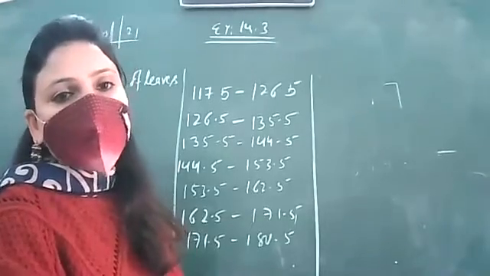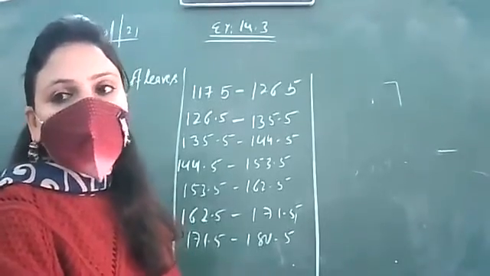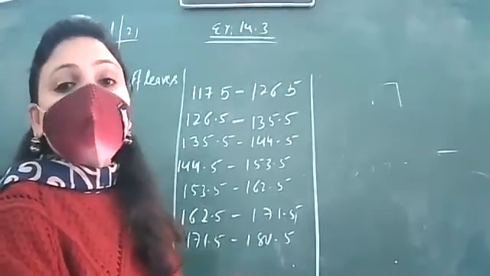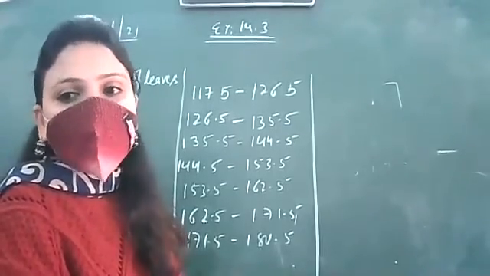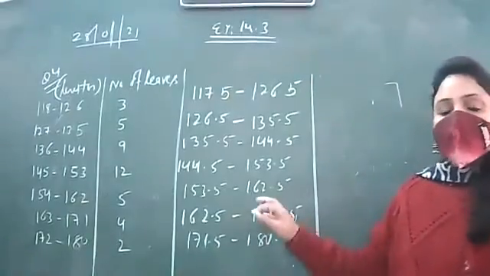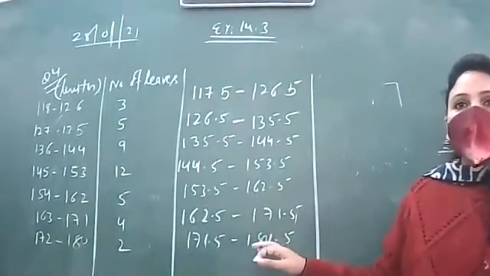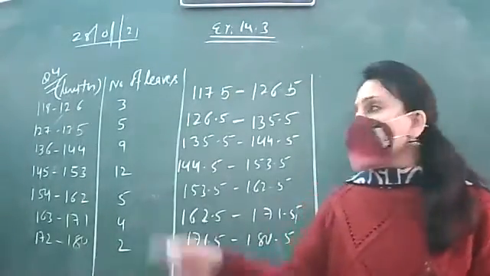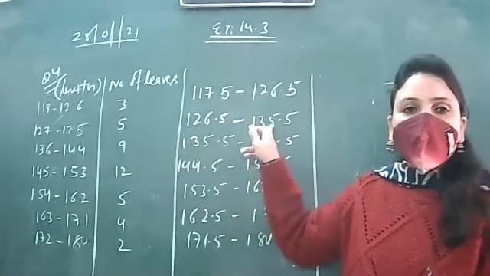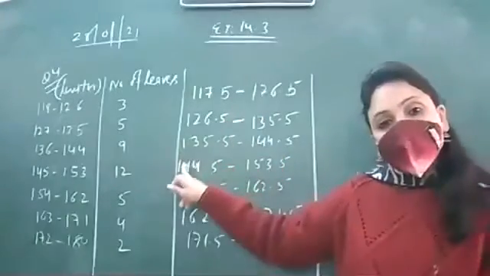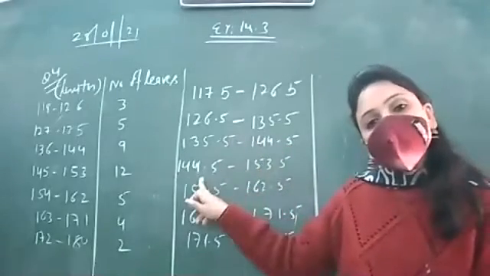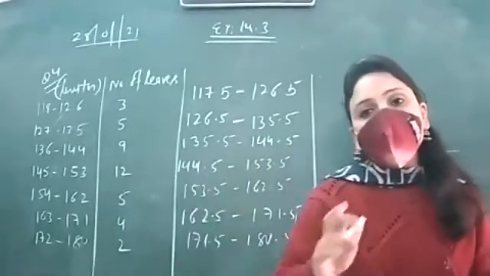Bachche, it depends upon the sense of the question too. When the question is framed, the sense of the question will tell you that definitely the numbers can be halved, right? So this is the exclusive form of the data. Now we see that where the data ends, from that very point the next one starts: ends with 135.5, starting with 135.5, ends with 144.5, starting with 144.5, and so on.